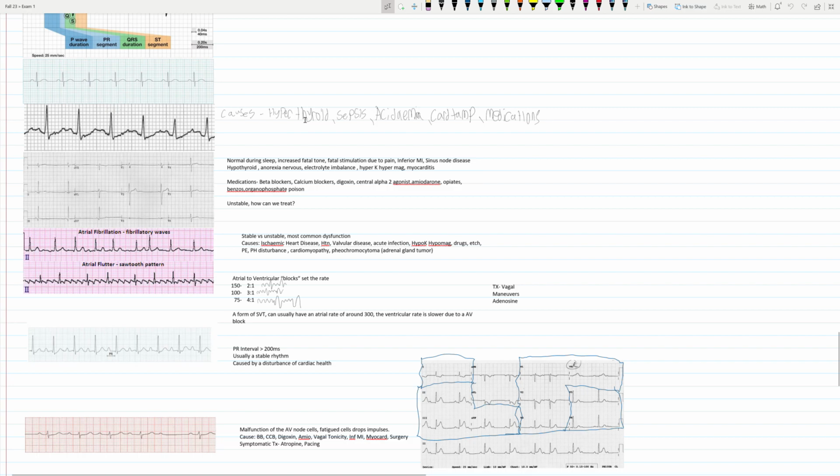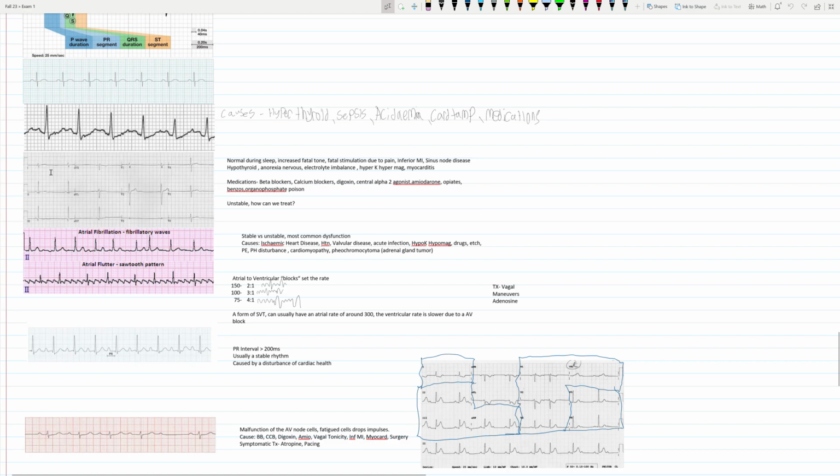Causes of sinus tachycardia: we're going to have hyperthyroidism, sepsis, acidemia, cardiac tamponade, or different medications. Also, common causes of sinus tachycardia are exercise, stress, anxiety, anything that can drive your heart rate up. These are all examples of things that can cause sinus tachycardia.